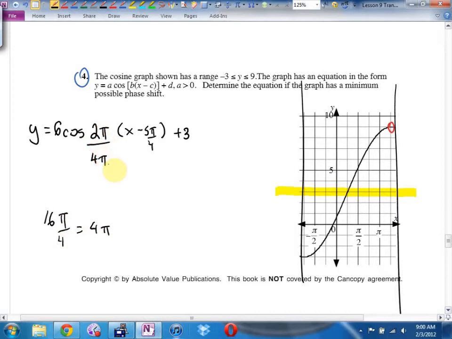That's what your final answer would look like. Is that what it says in the back? I hope it ain't. Are there other answers? Oh, there's an infinite number of answers. Although they did say minimum possible phase shift.